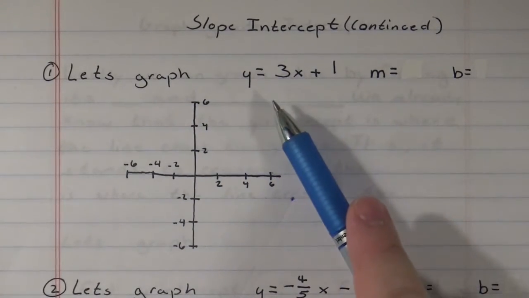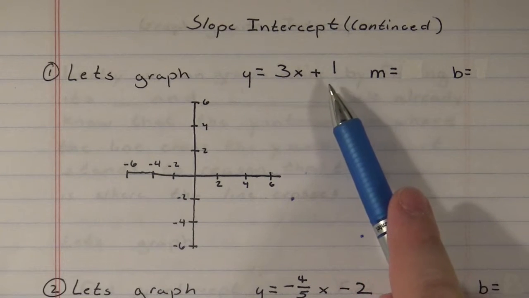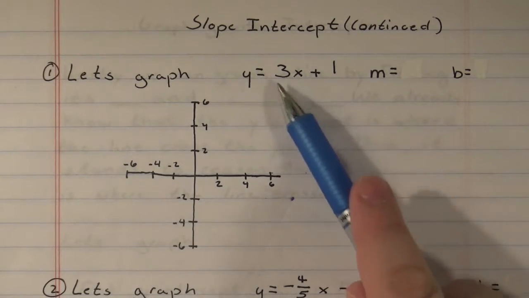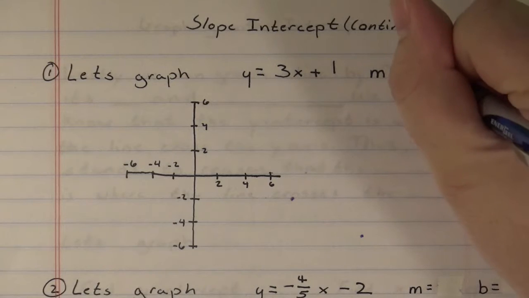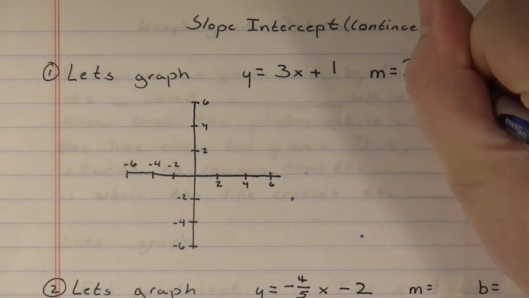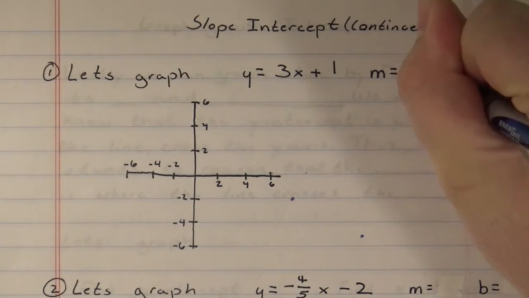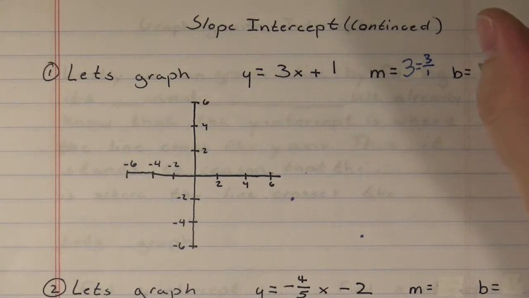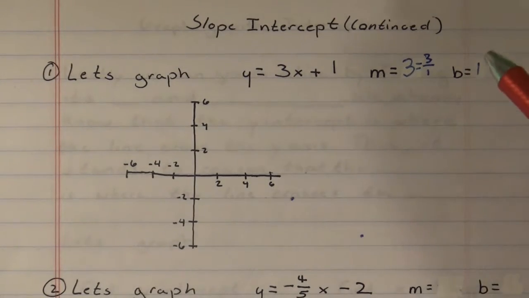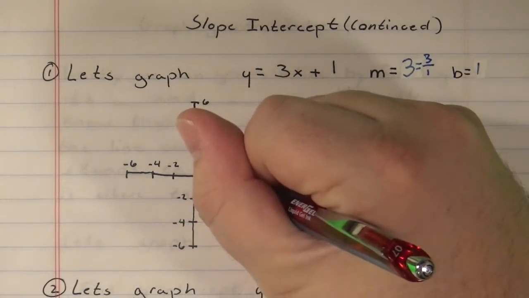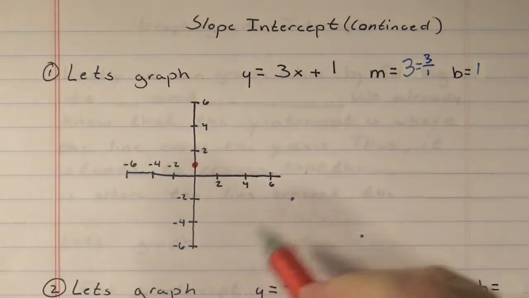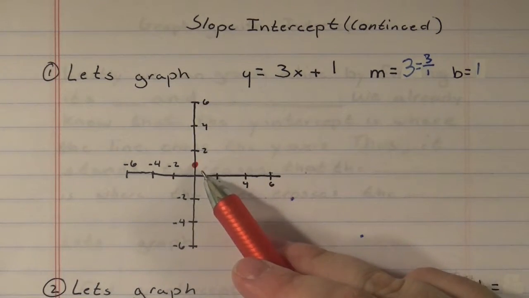All right, so we have in this one y equals 3x plus 1. Well, when we have it in this format, we know that our slope is 3, or basically 3/1, and that our b is going to be 1. All right, and that's our y-intercept. So let's go ahead and graph this. First thing that we need to graph is where our y-intercept is. Well, it says 1. So we come to our y-axis, we find 1, and we graph it right there. This is where our line is going to cross.